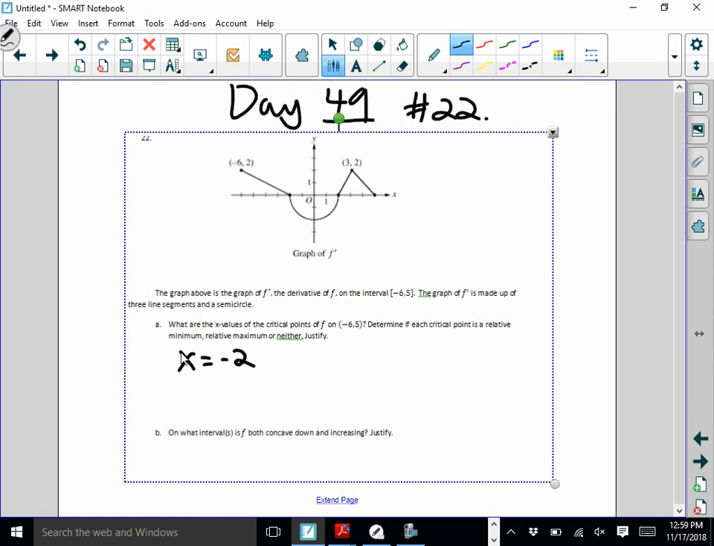That means f was increasing until it hit -2. Then f started decreasing because f prime went minus, right? So on the left side here, we know f prime is plus. On the right side, we have minus. That tells us that f has a relative max. So x equals -2 is a relative max. My justification is because f prime switched from plus to minus.